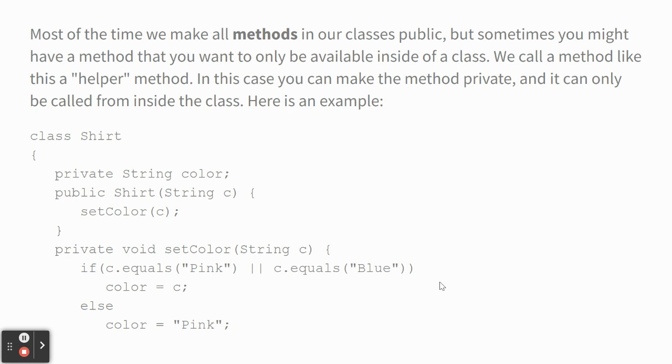Just didn't want you to freak out if you saw a private method someday. Like, why is that private? Well, if it is private, it can only be called from inside of that class. You couldn't be in the main method somewhere else, creating a shirt and then trying to call a private method.